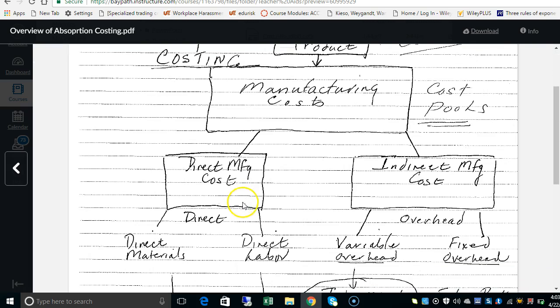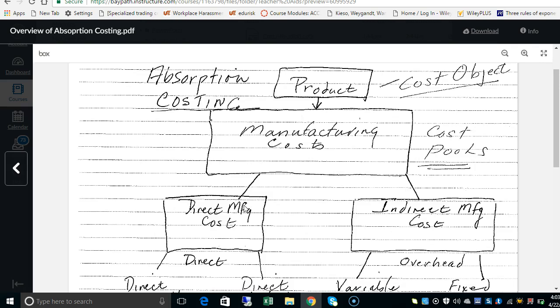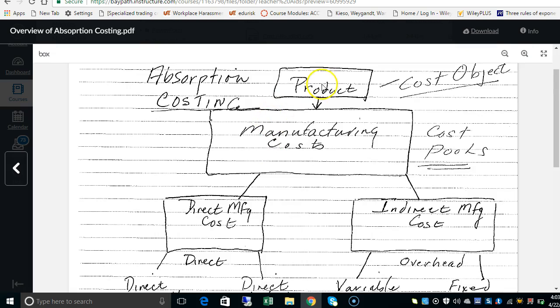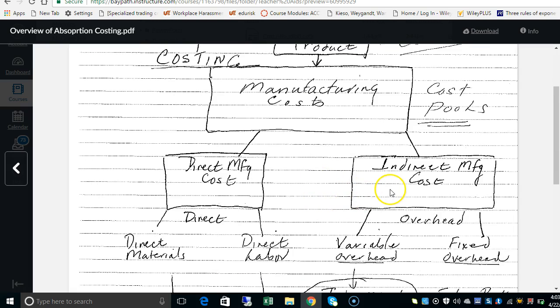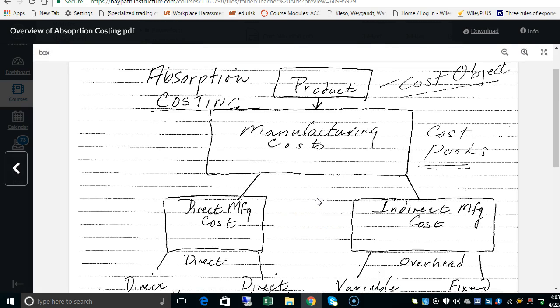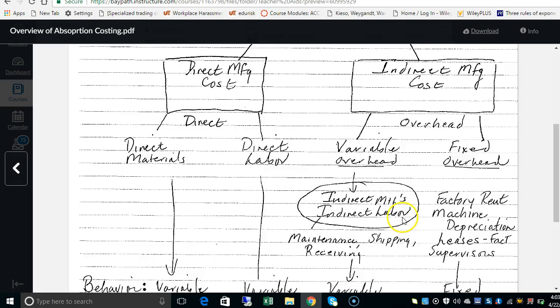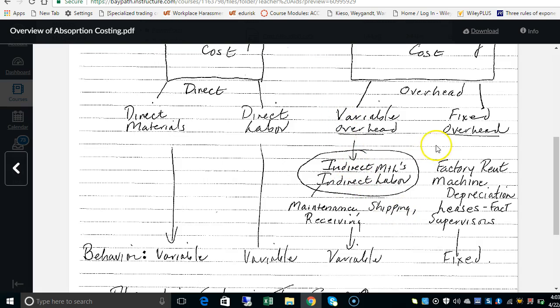Absorption costing, again, is GAAP. It's really based on definition. What are product costs? Product costs are all manufacturing costs. Manufacturing costs are direct manufacturing costs and indirect manufacturing costs. The components of direct manufacturing costs are direct materials, direct labor, or any other components that we can directly assign to our product. Indirect manufacturing costs are costs that we cannot directly assign to our product. They are allocated. And we usually break them up as variable or fixed, primarily because we want to know the behavior of the two.